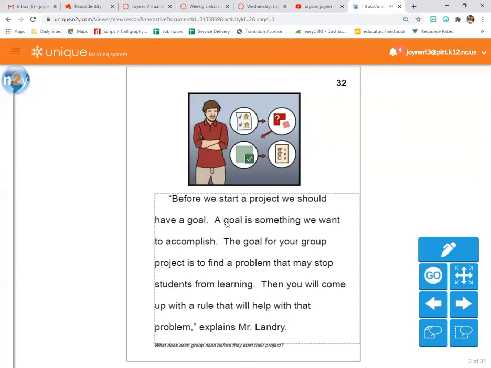So this is an important word right here, a goal. A goal is something that we want to accomplish. Today, my goal is to get through all of these assignments and hopefully take something away and learn something. That's my goal for today.